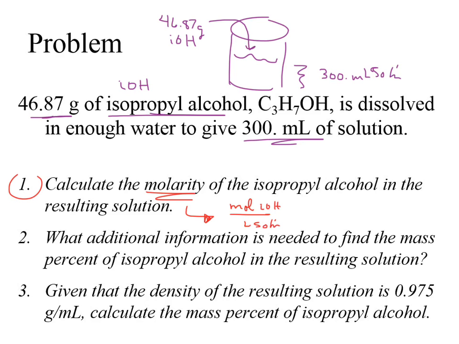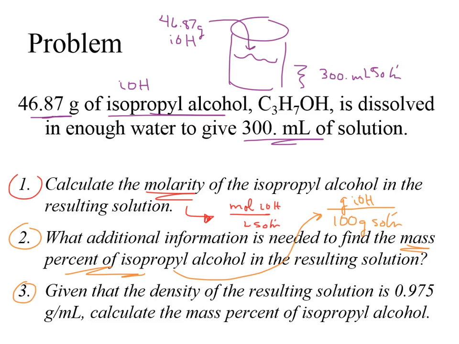And then the next two questions, basically, go together. It basically says, can we come up with mass percent IOH? And again, what does that mean? Mass percent isopropyl alcohol means grams of IOH per 100 grams of solution. So that's where we need to pick up.